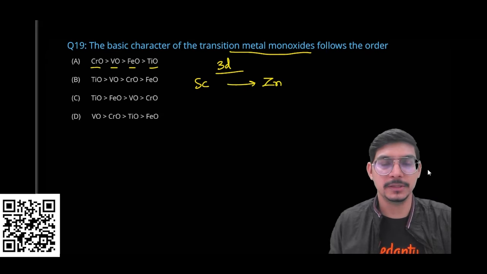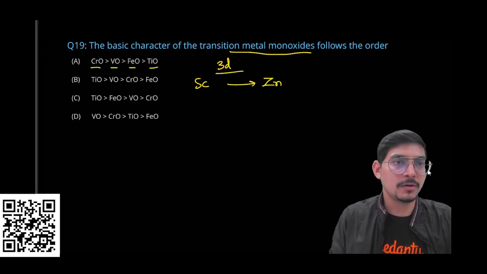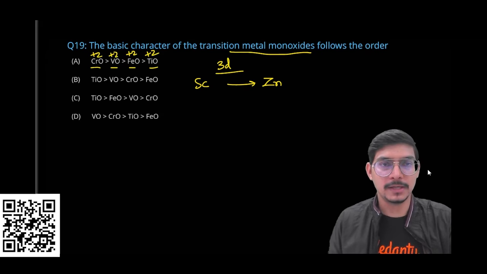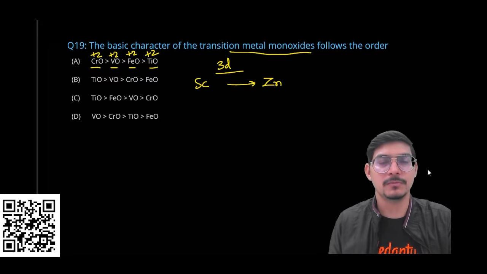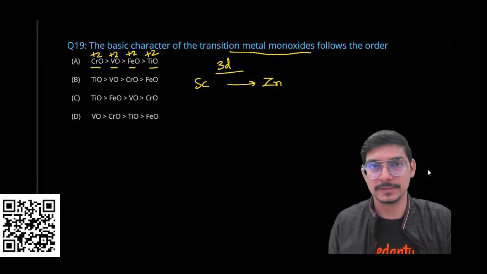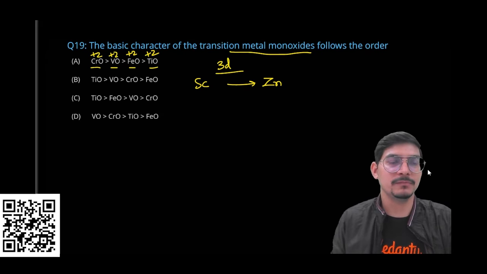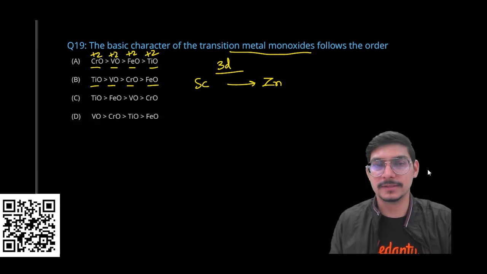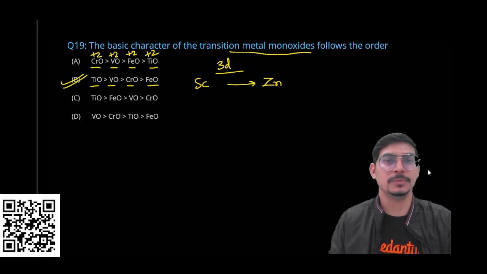If we consider the d10 configuration, then the oxidation state of the metal is the same. As we can see, it is +2 in all the oxides. Now we know that as we move across the period from left to right, the electronegativity increases, electropositivity decreases, and hence the basic character of the metal monoxides will decrease. Which means that as we move across the period, titanium, vanadium, chromium, manganese (not given here), and iron would progressively become less basic and more acidic, right? So the correct answer here is option B.